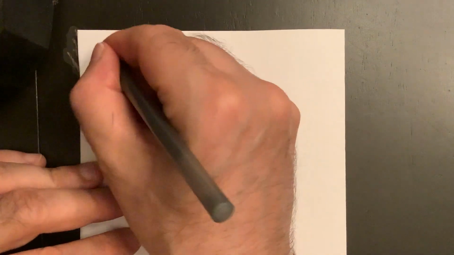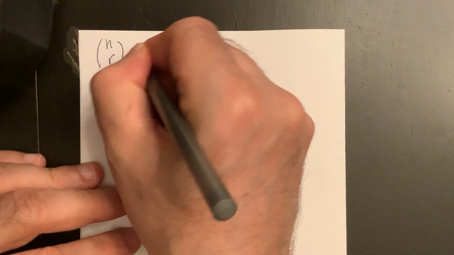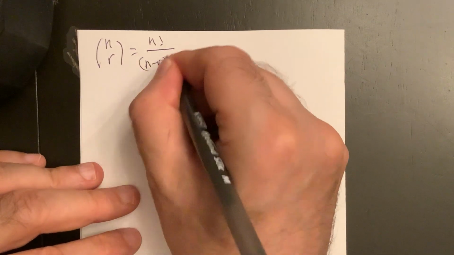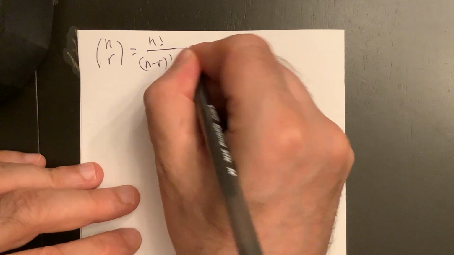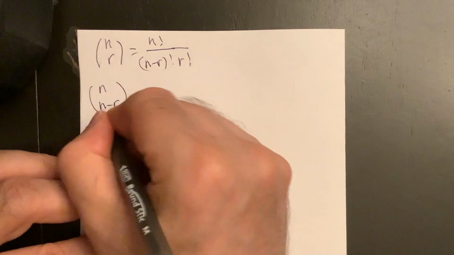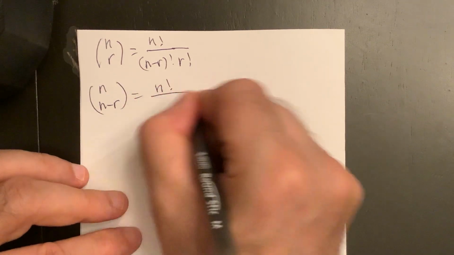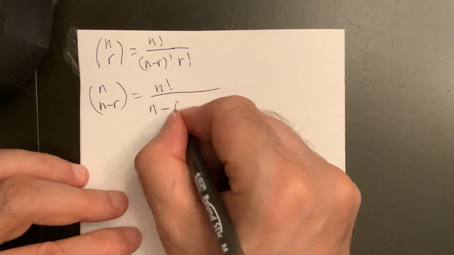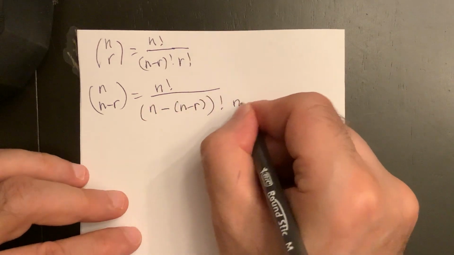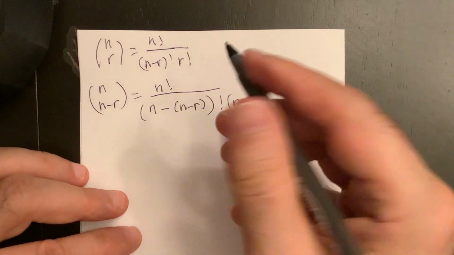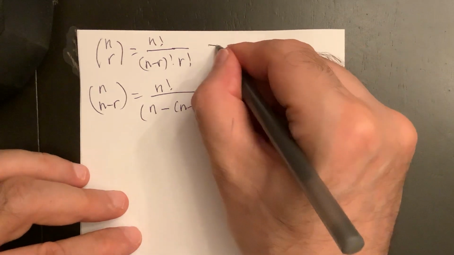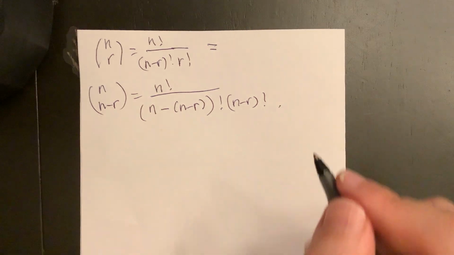Now we could see this, right? N choose R, n factorial over n minus r factorial, and n minus r. This is n factorial over n minus r factorial, n minus r factorial. So they're the same, right? Because that's just r factorial. So these are equal. Okay.